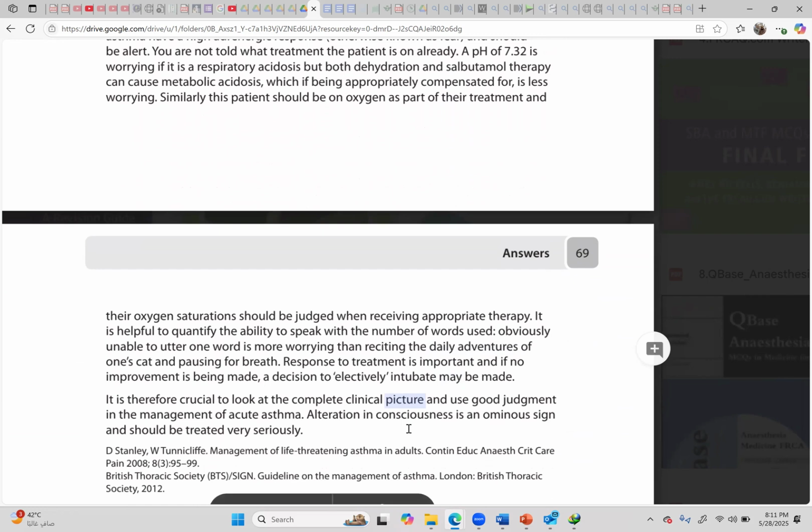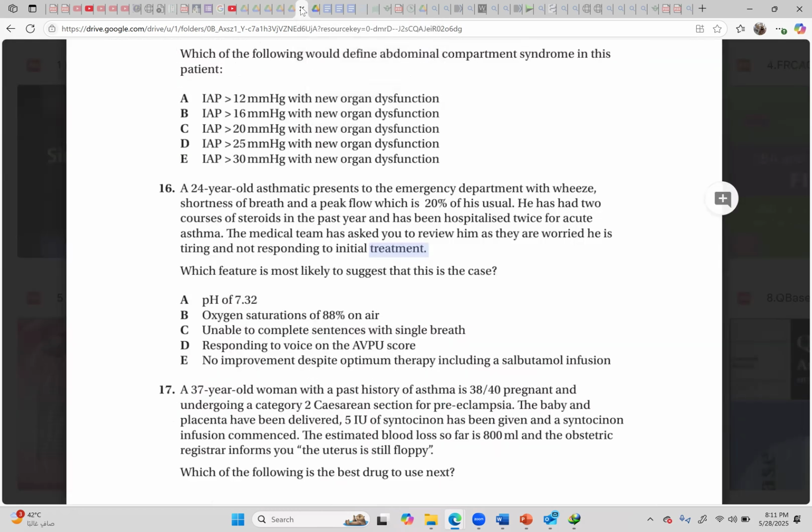It is therefore crucial to look at the complete clinical picture and use good judgment in the presence and management of acute asthma. Alteration in consciousness is an ominous sign and should be treated very seriously. Let's recap.